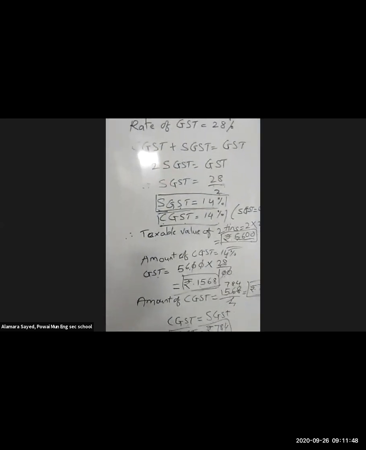Have you understood, students? Any doubt in question number 3? Any doubt in question number 3? Yes, Rupesh Singh, you have raised your hand. So what is the doubt? Rupesh Singh, what is the doubt? Yes, ma'am. Yes, you want to ask? Yes, ma'am.